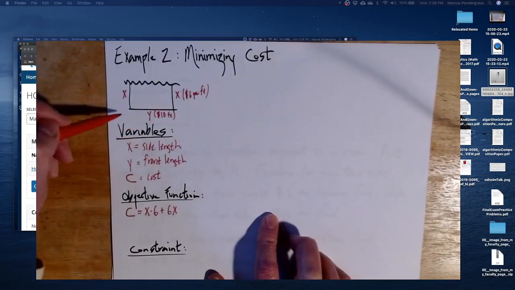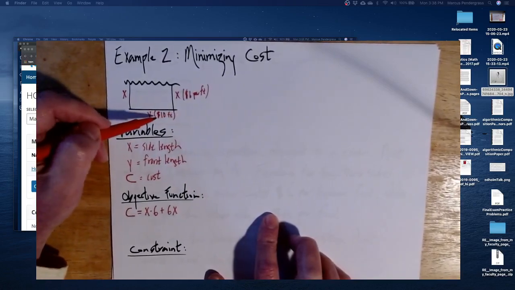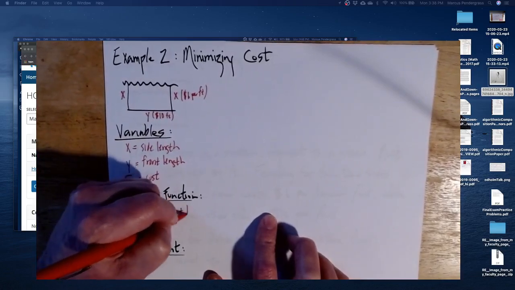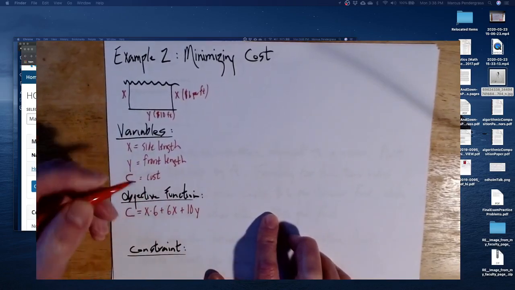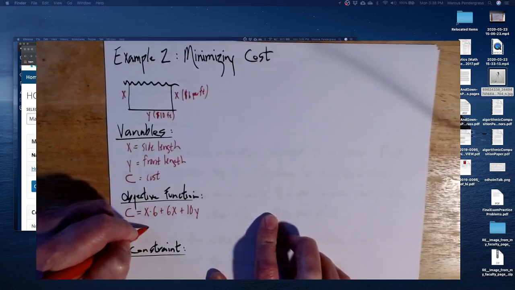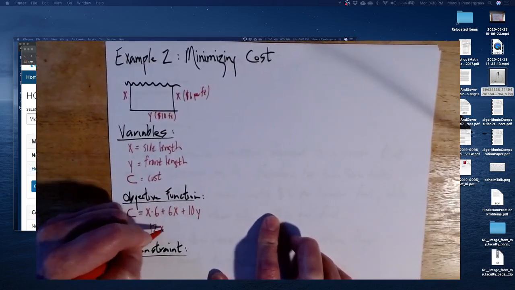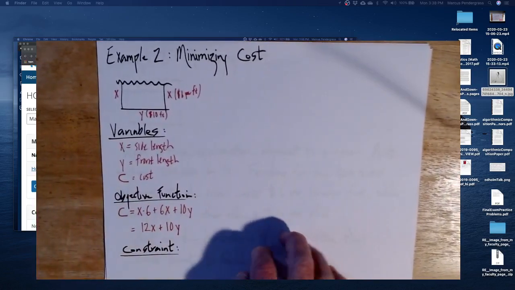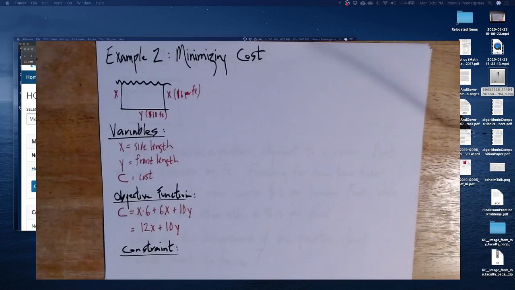And then for the front, I have y feet, and the fencing is $10 per foot, so I'd have 10y. So that would come down to what? 6x plus 6x, or 12x plus 10y would be our objective function.